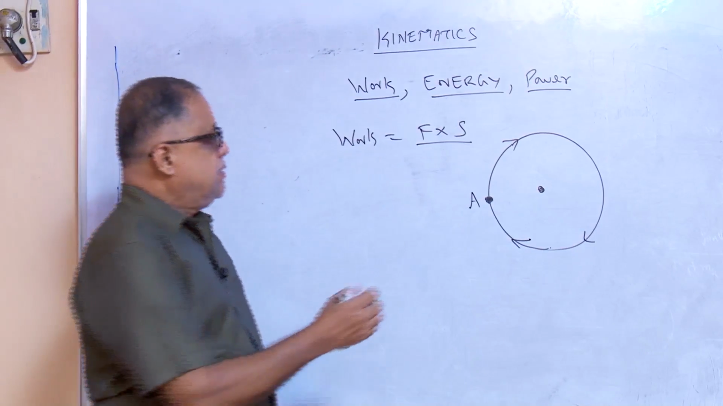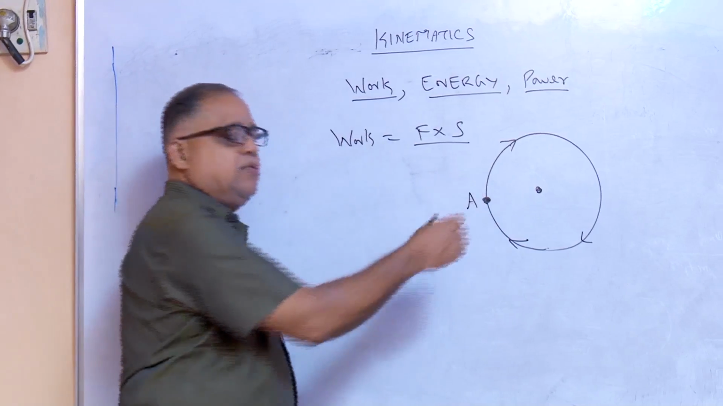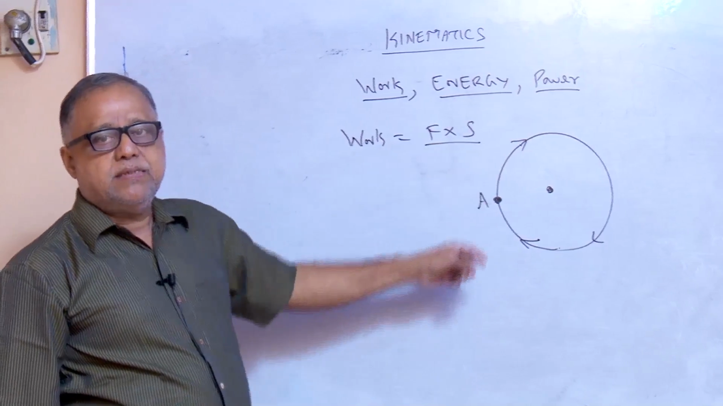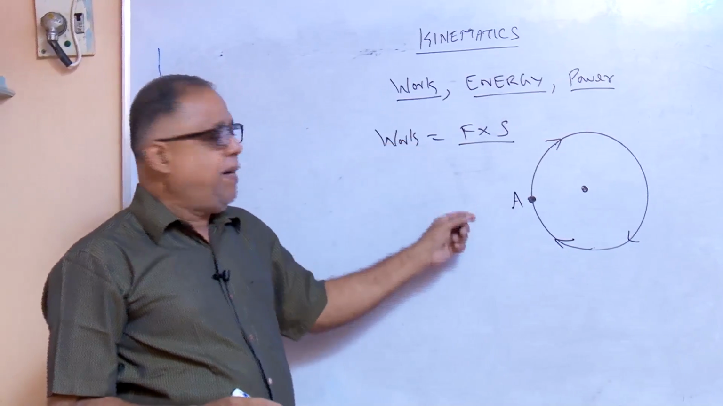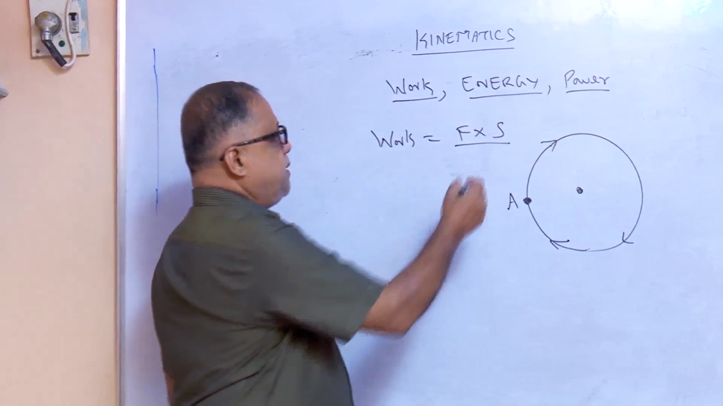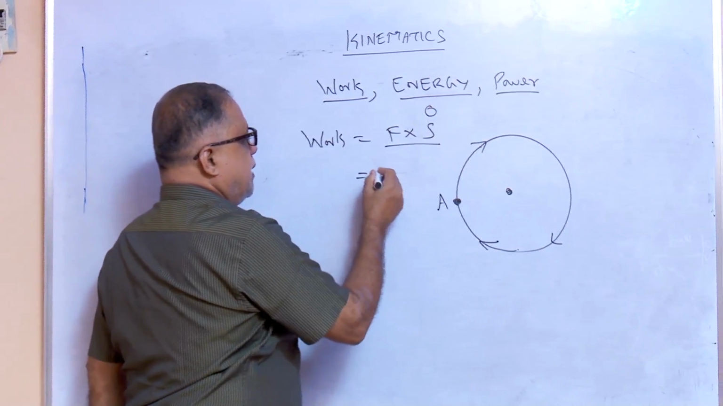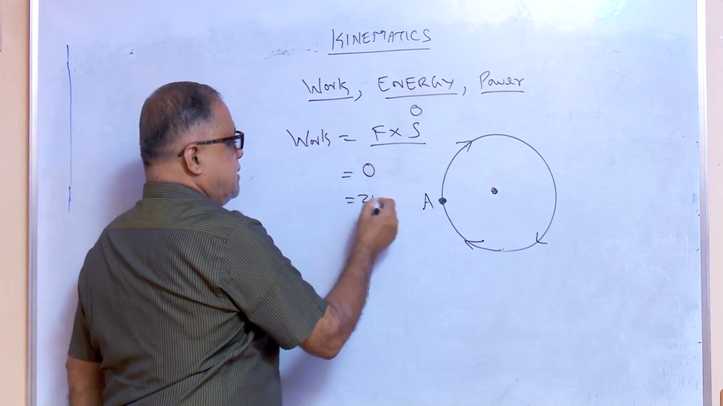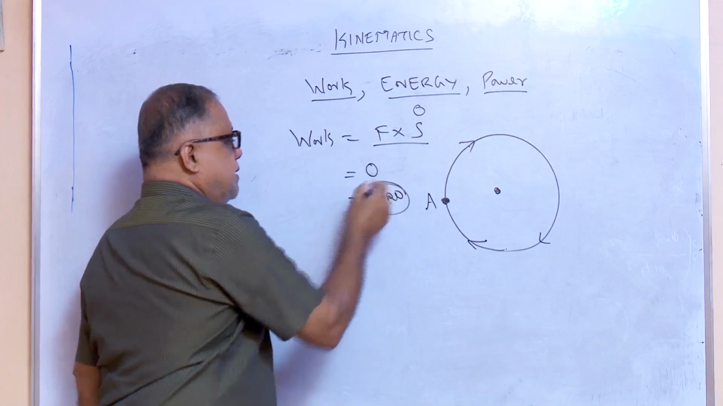What do you mean by that? There is no displacement, he is coming back to the starting point. So whenever there is a circular motion, if you are coming back to the starting point, the displacement will become 0. So work done also 0. This is the way, very important application in our work.